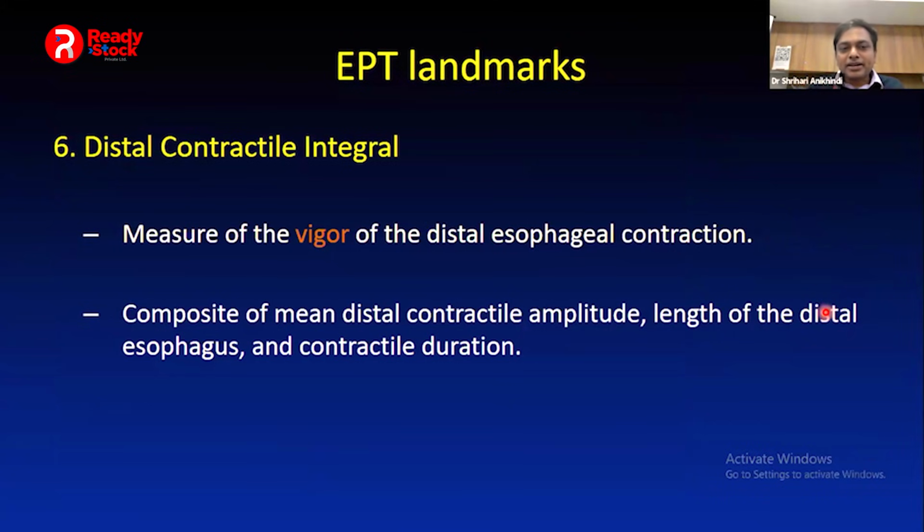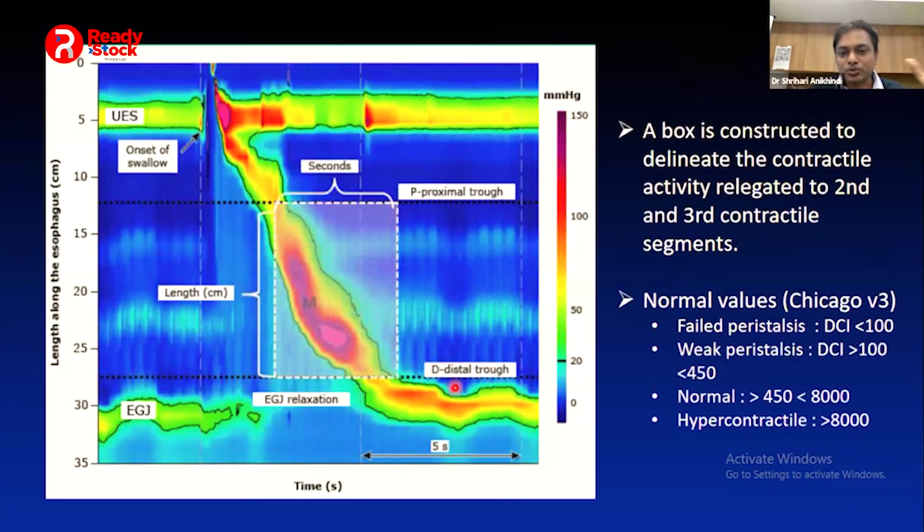Okay. Then comes the metric called distal contractile integral, that is the DCI. Okay. So what DCI tells us is how vigorous the contraction of the esophagus is. So what it actually means is that the esophagus also has to contract with a certain vigor, with a certain pressure. Only when it generates a certain pressure will it be able to propagate the bolus downwards. Okay, so the vigor is basically a composite of the amplitude of the contraction, the length of the esophagus that is contracting, and how long the contraction is going on. That is the contractile duration.